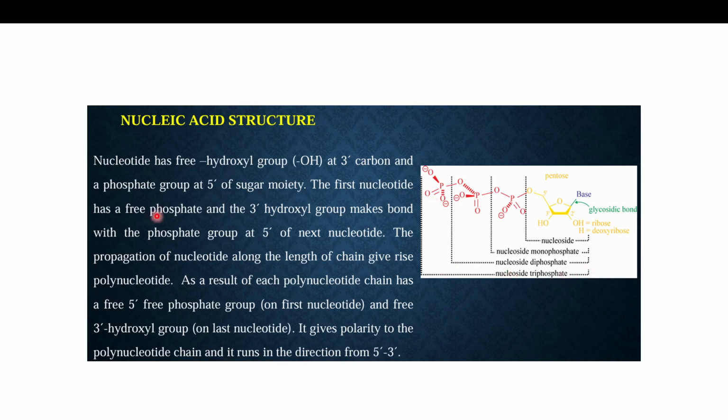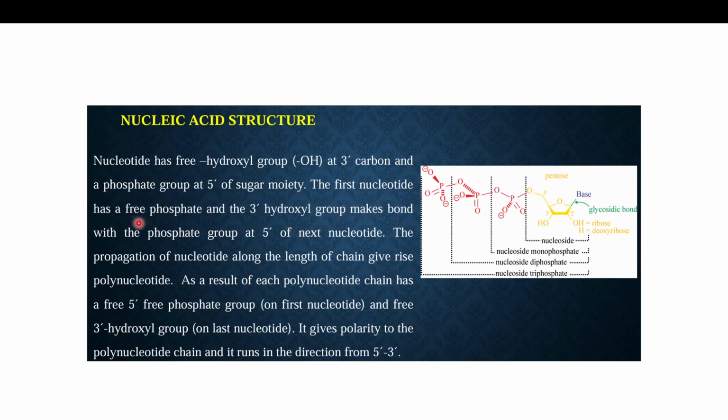A nucleotide has a free hydroxyl group, OH, at the 3' carbon, and a phosphate group at the 5' end of the sugar moiety. Here this is the ribose sugar. The base is connected at the 1' carbon, the phosphate group is connected at the 5' end, and at the 3' end there is an OH group. So the first nucleotide has a free phosphate at the 5' end, connected to this 5' carbon.